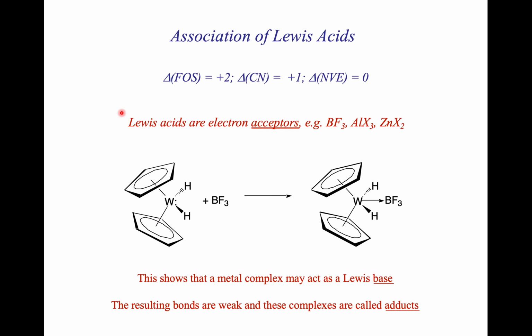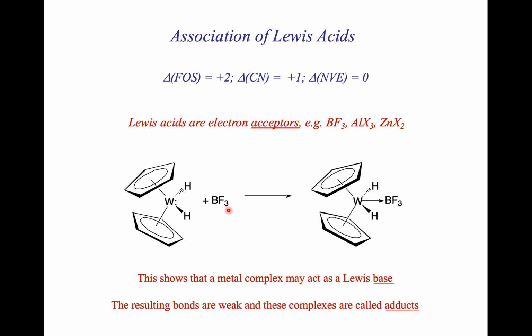All right, association of Lewis acids. We won't talk about these a whole lot. These aren't important for any of the catalytic reactions that I'll talk about, but this is a type, and you should recognize what's happening here. And this is a really weird type. Here we have a relatively electron-rich metal center, and then this BF3, you'll remember, it is a Lewis acid.